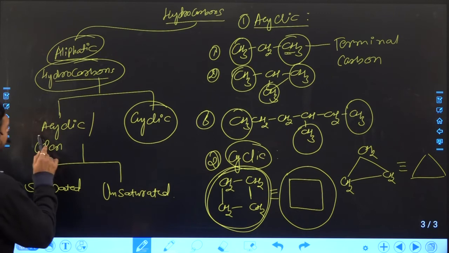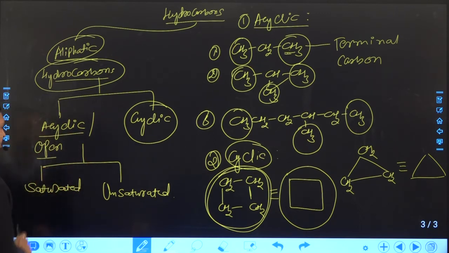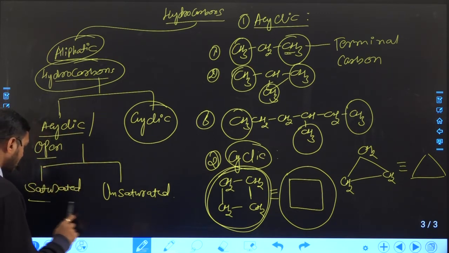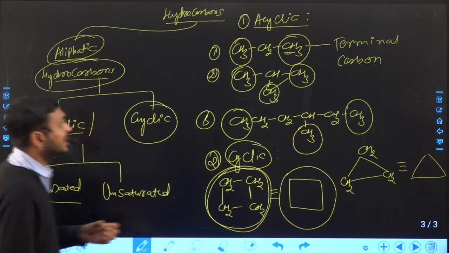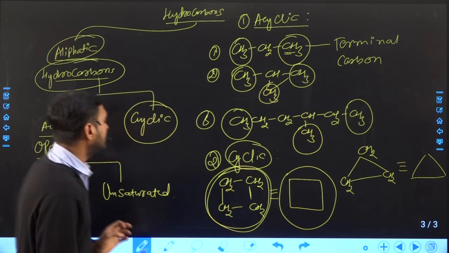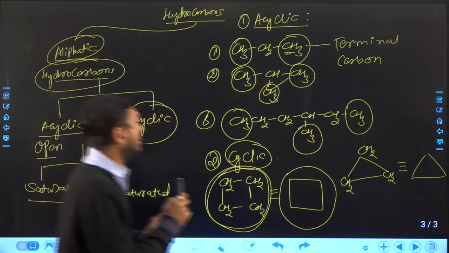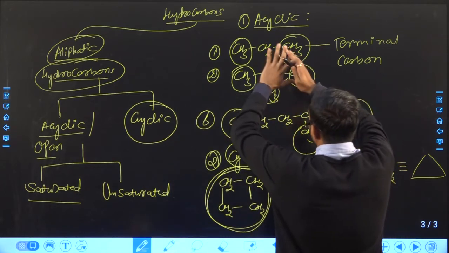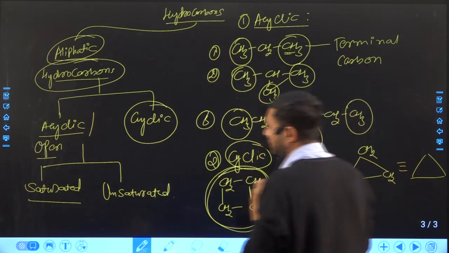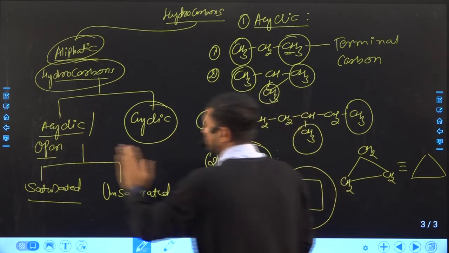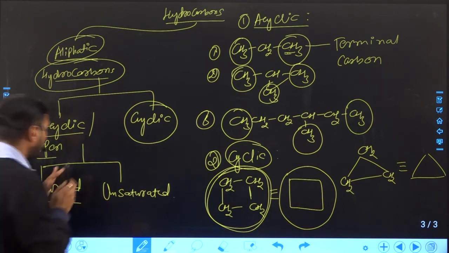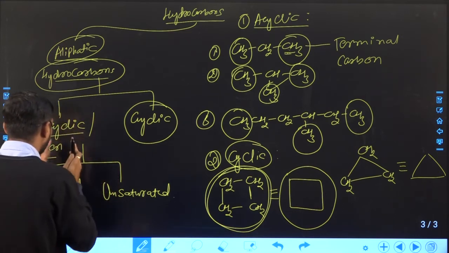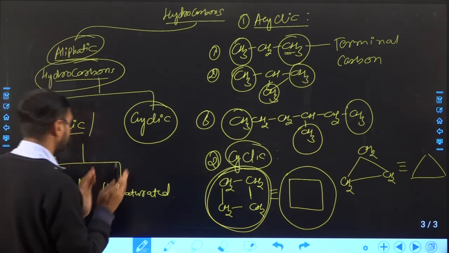Again, an acyclic compound or open compound is divided into 2 categories, saturated and unsaturated. Here another thing I would like to mention is that an acyclic compound does not form a ring, which is why it is open. That is why it is also known as an open compound. Now we will try to understand how we can differentiate acyclic compounds into two categories, saturated and unsaturated.